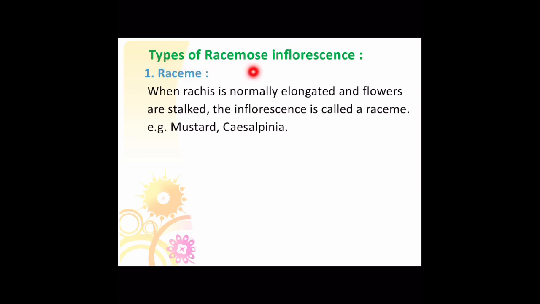Types of racemose inflorescence. First one is raceme. When rachis is normally elongated and flowers are stalked, the inflorescence is called a raceme. Example is mustard and caesalpinia.